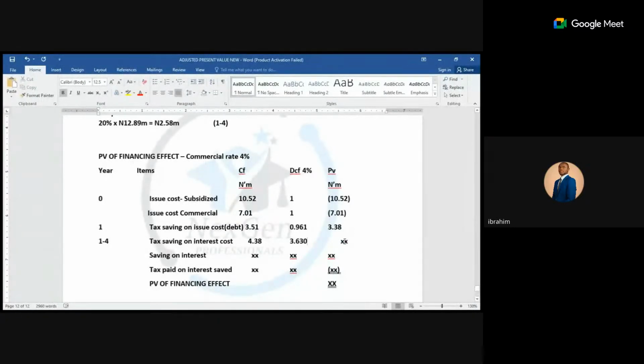3.630. Please, in our first class on adjusted present value, check the decision tree and adjusted present value. You will see it there. Check November 2025 SFM. Search for decision tree. Under the decision tree, you will see decision tree and adjusted present value.